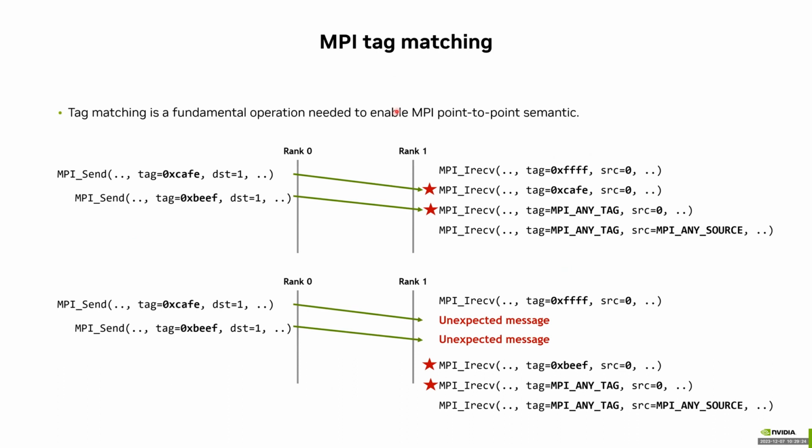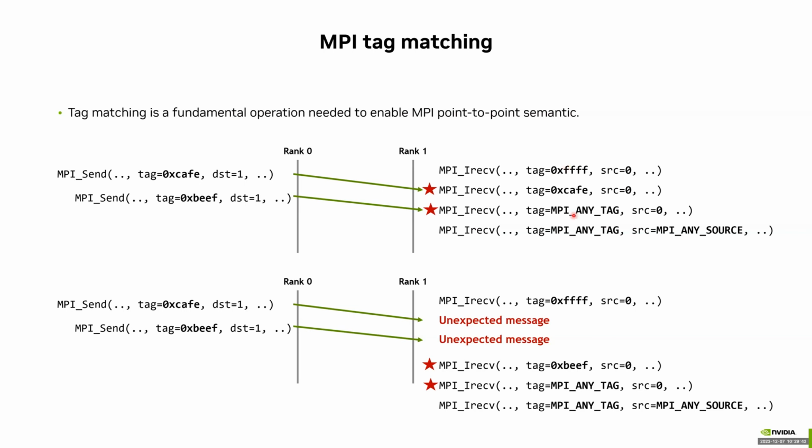This belongs to the MPI semantic for point-to-point. In this example, we have two ranks, rank 0 and rank 1. Rank 1 can post a bunch of receives. In this case, they are non-blocking receives, but it doesn't really matter. You see that each receive has a tag and a source.